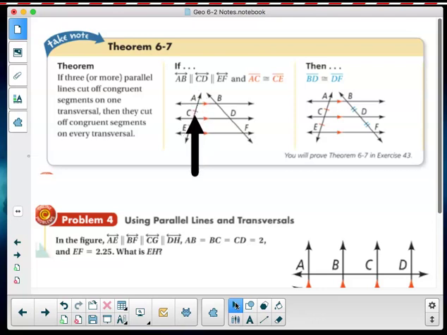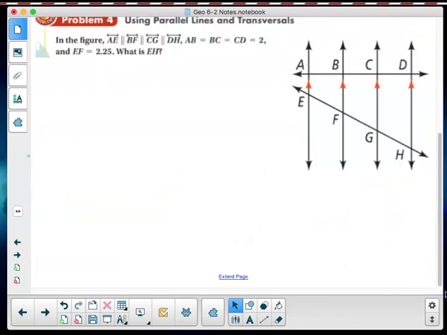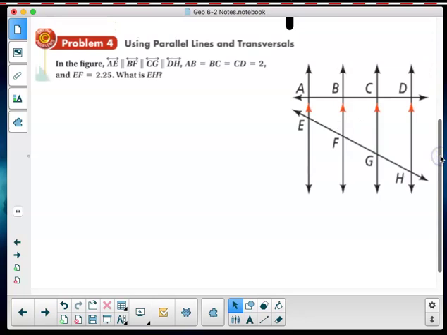You know, these 3 lines are parallel. And if I know this is true, if 3 or more parallel lines cut off congruent segments on one transversal, this is congruent and this is congruent, then I know they cut off congruent segments on every transversal. So I know that BD and DF would be congruent, and that's what's going on here. Okay, so how can we use this? I've got a situation here where I know that AE, BF, CG, DH, they're all parallel.